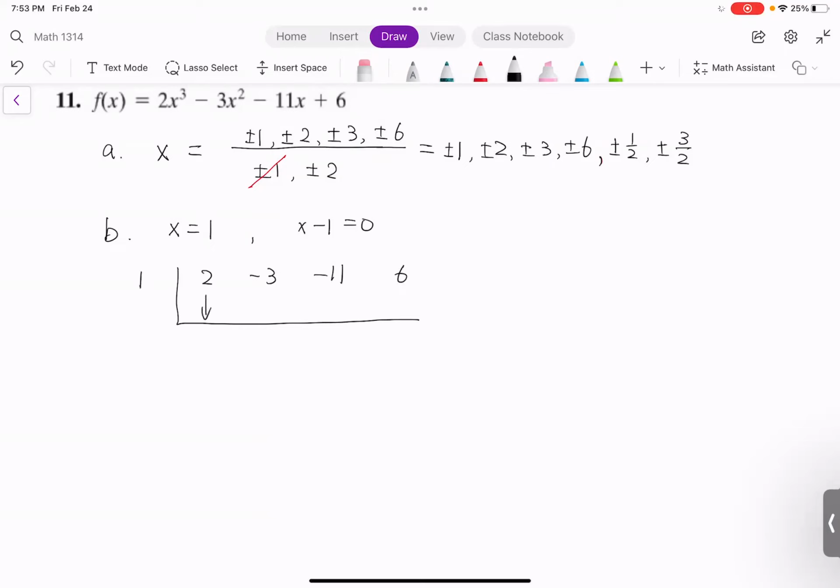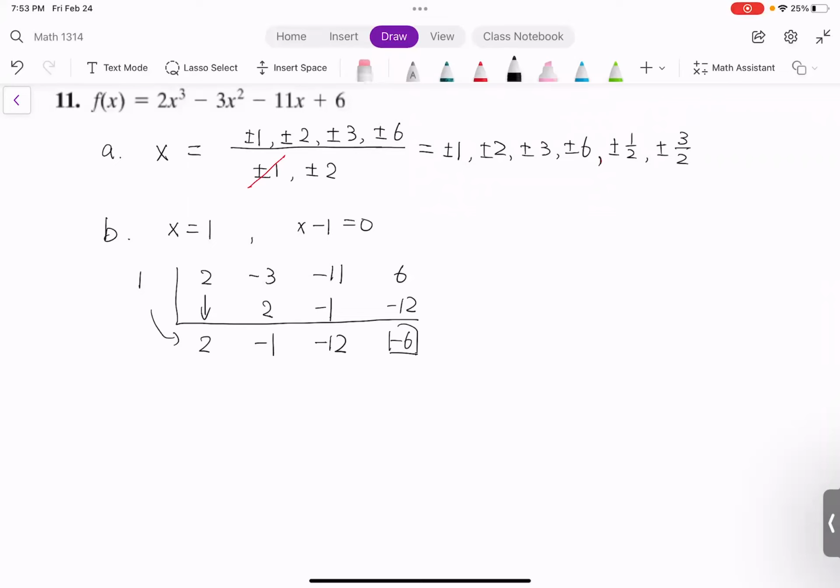Bring down the 2. So multiplication gives 2, and -3 plus 2 is -1. 1 times -1 is -1. -11 plus -1 is -12. Do the multiplication: 1 times -12 is -12. And then we got -6. Here, the remainder is not 0. So we failed. That means x equals 1 is not a zero of the function.